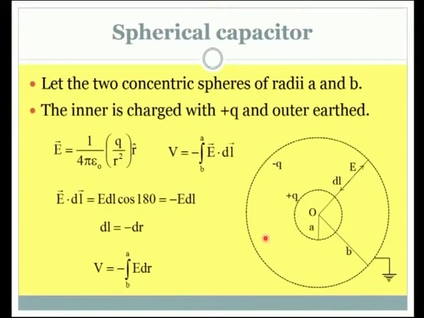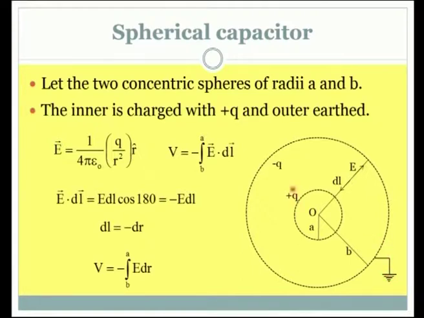Let us see the concept of spherical capacitor. Let two concentric spheres of radii A and B be considered. The inner is charged with plus Q and the outer is earthed. See, these are the two spheres. We have a positive sphere here whose radius is A, and the other sphere which is concentric, and that is connected to the earth. What will happen? Because of the positive charge, there will be induction happening, the negative charge will be there, and the positive charge is given to the earth by connecting the earth connection.